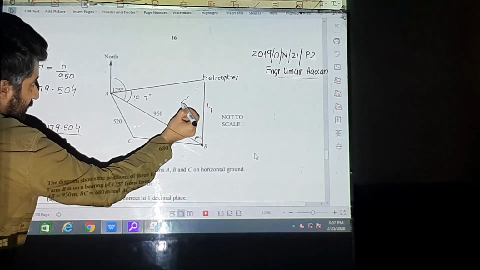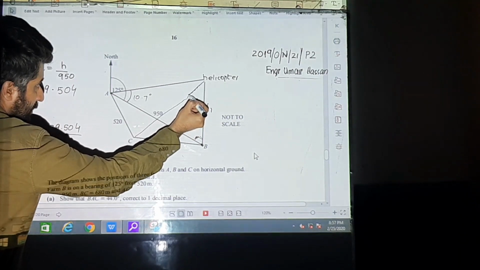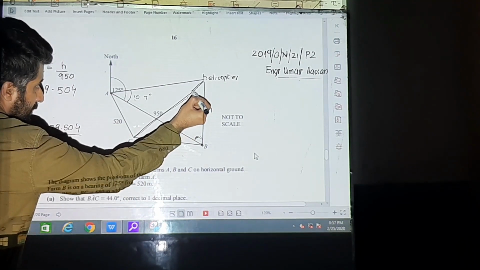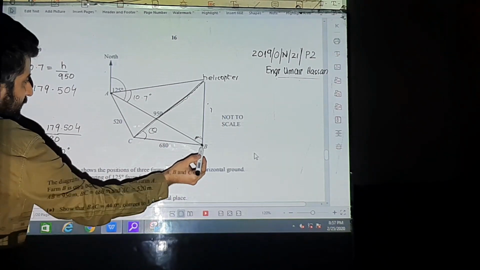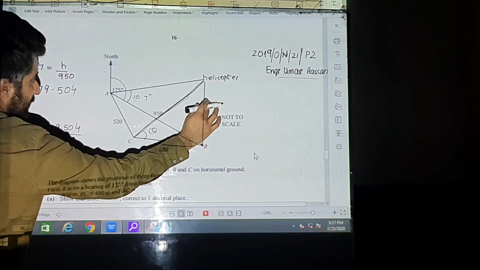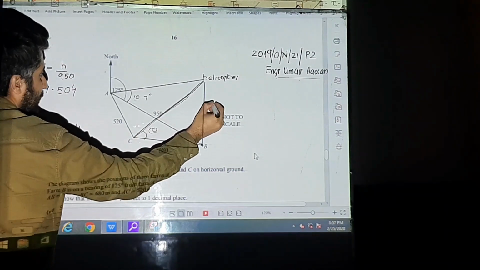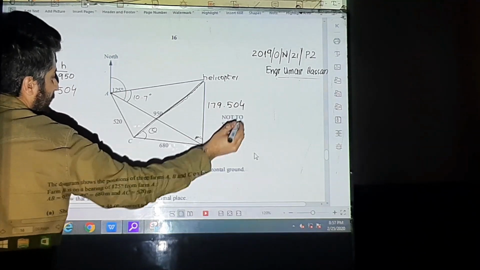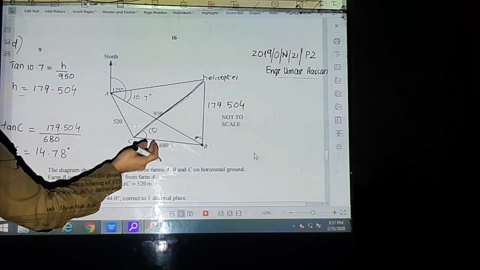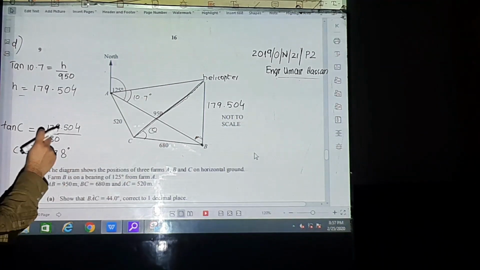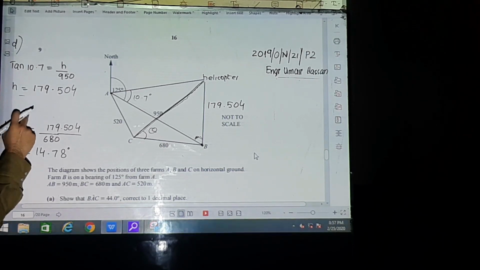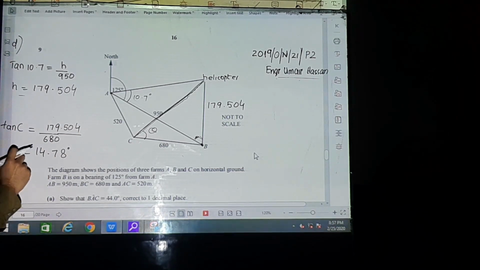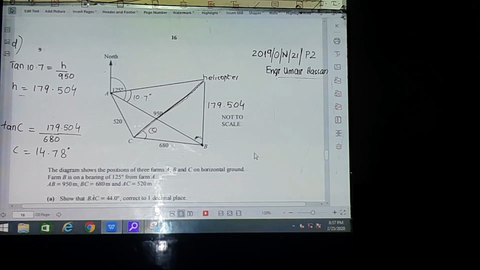Now they have asked us to find the angle of elevation of the helicopter from C. Now this will be the angle of elevation of the helicopter from C, this one. You need to find this, this is theta, and you know this is 680, and this height is now known, it is 179.504. Now tan theta or tan C, you may call it, is perpendicular over base, 179.504 over 680. From here you can find C by taking tan inverse of these values. So your answer for C will be 14.78 degrees.